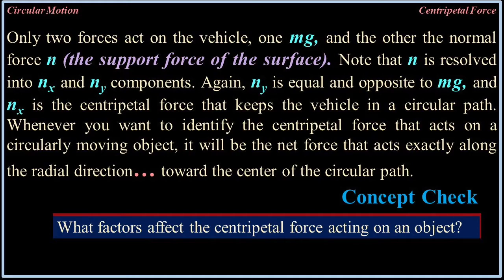Again, ny is equal and opposite to mg, and nx is the centripetal force that keeps the vehicle in a circular path. Whenever you want to identify the centripetal force that acts on a circularly moving object, it will be the net force that acts exactly along the radial direction toward the center of the circular path.